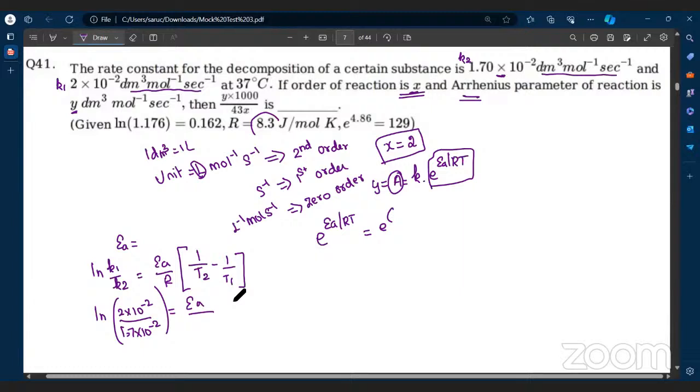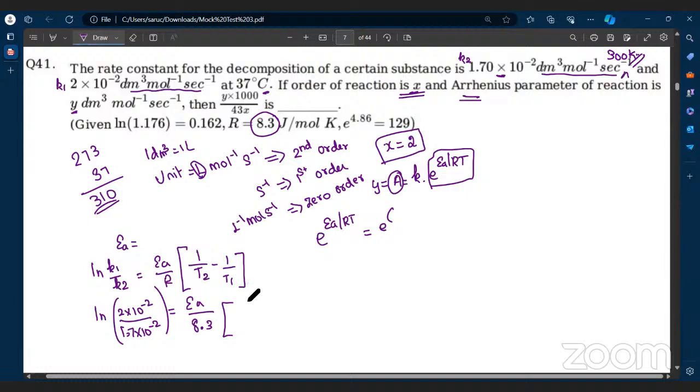Here the temperature is missing. The rate constant of a certain substance is given. One temperature is given, the other temperature is missing. So actually one should be at 310, when I add 273 to 37, I get 310. And the other should be at 300 Kelvin. So this data is missing in the question.